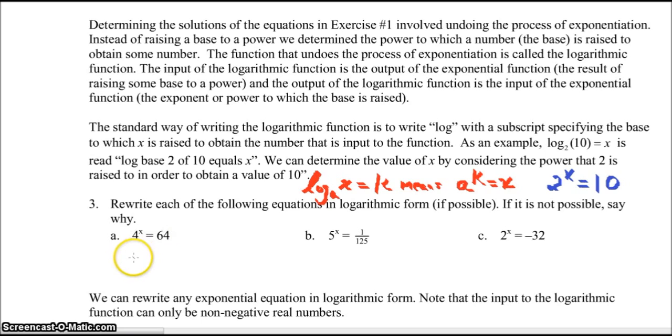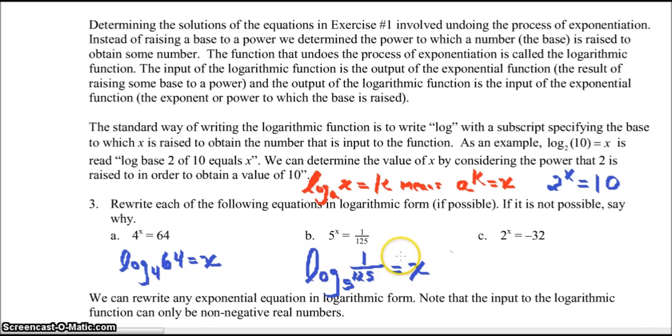So 4 to the x equals 64. We can simply write log, the base is 4, of 64 equals x. It's helpful to think about this in terms of this definition here. So 5 to the x equals 1 over 125. We can write that as log base 5 of 1 over 125 equals x. Again, this log is an exponent.